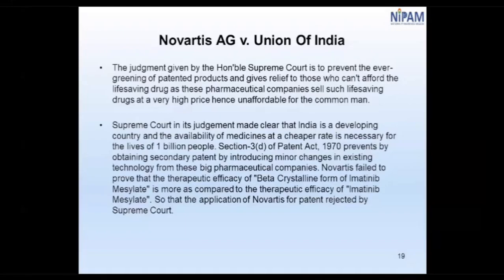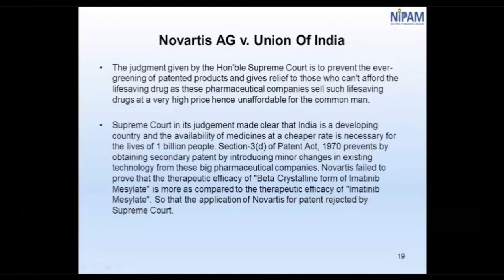What did Novartis do? It got a patent for imatinib mesylate, which is a chemical product. After that, it brought out another product called the beta crystalline form of imatinib mesylate. It must have changed something in the chemical property, so it was called beta imatinib mesylate. So Novartis said, see, this is our product, now I want a patent for the product.